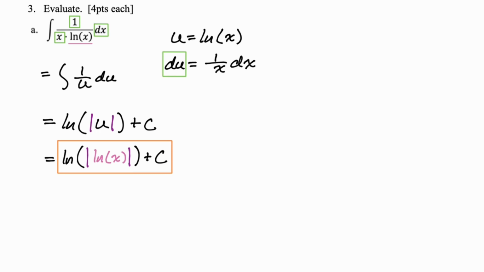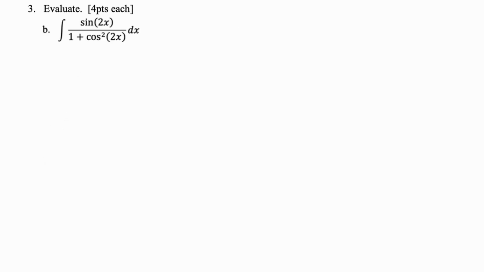It's a weird looking answer, but you don't get to choose how weird the answer looks. You just do the work correctly. Let's look at part B of this question. So we want to evaluate the integral of sine of 2x over 1 plus cosine squared of 2x dx.